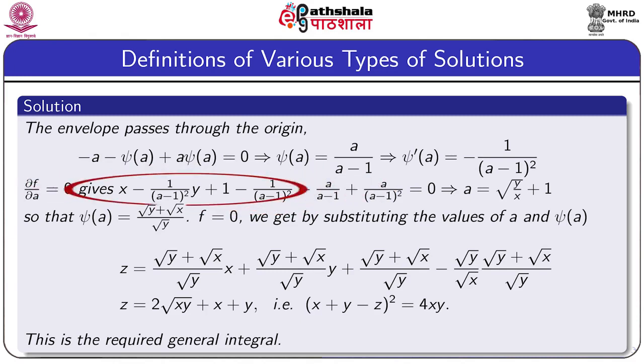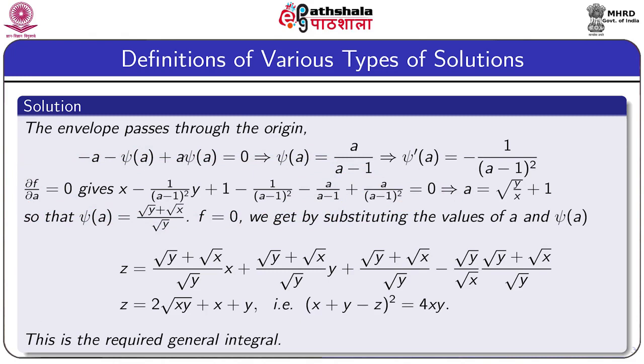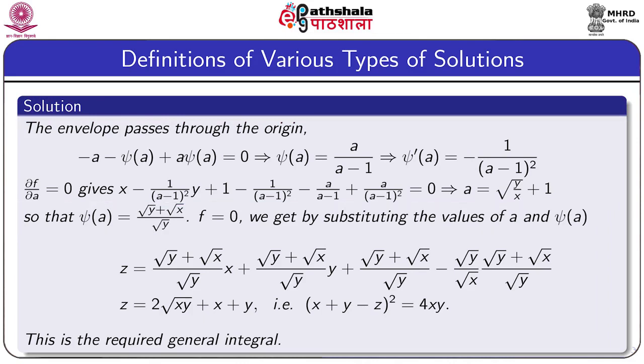Now, we have another equation, del f del a equals 0. So, in del f del a equals 0, if we substitute the values of psi a and psi dash a, we can obtain a relation which is written here, and from that equation we can find the value of a as square root of y by x plus 1. So, taking this value of a, we can write down the functional form of psi as root y plus root x by root y.